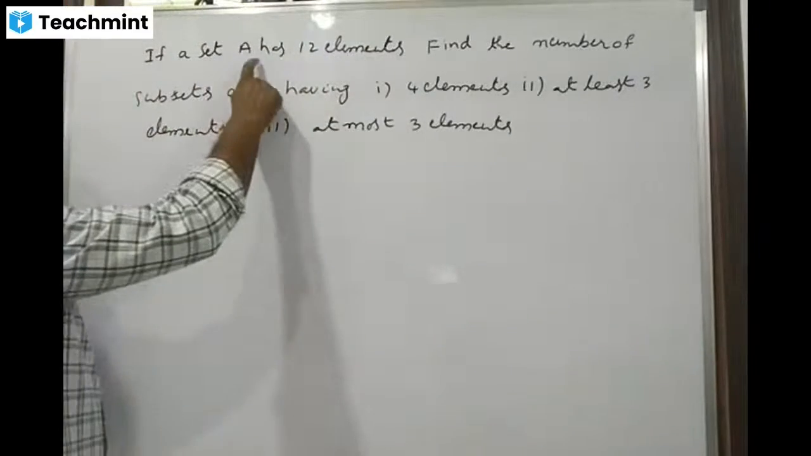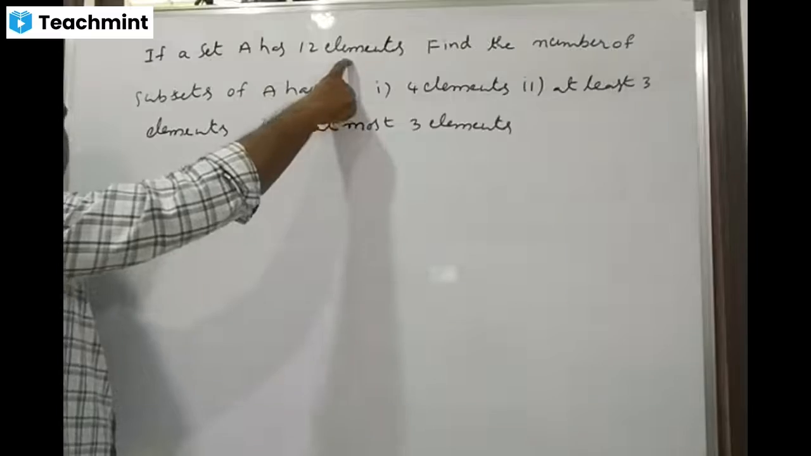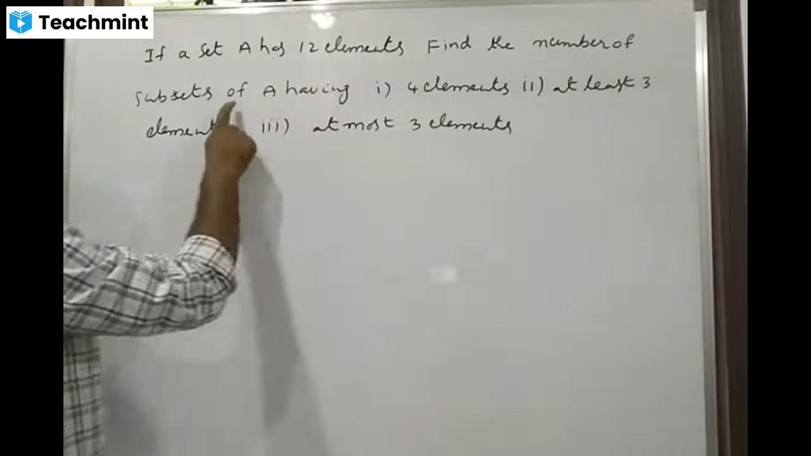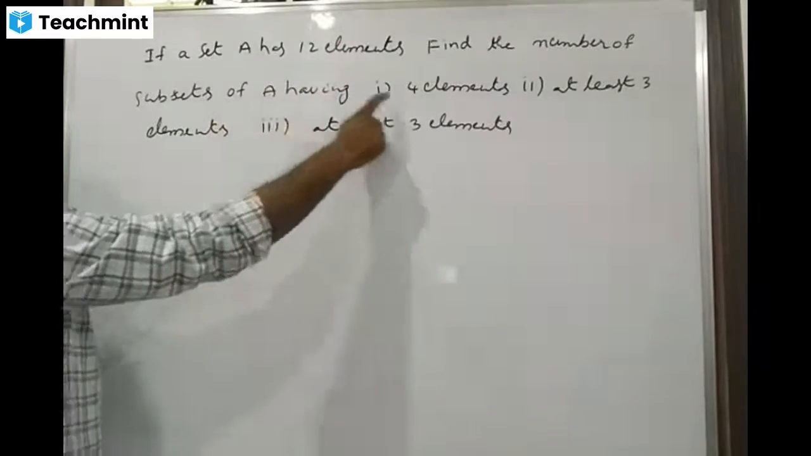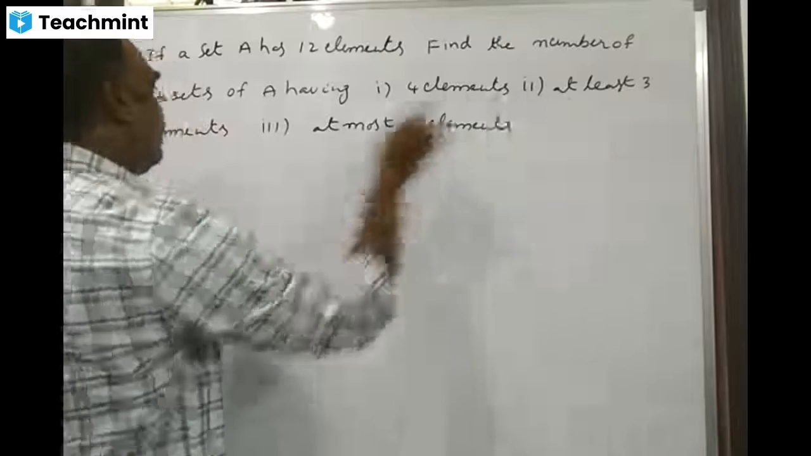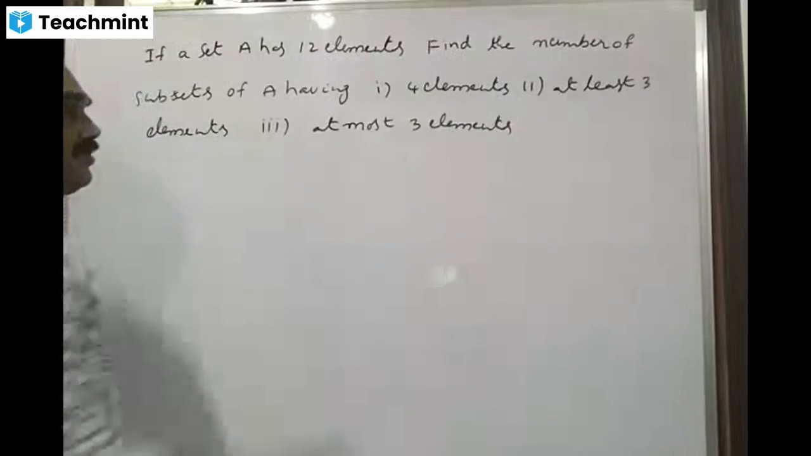Friends, if a set A has 12 elements, find the number of subsets of A having 4 elements, at least 3 elements, at most 3 elements.